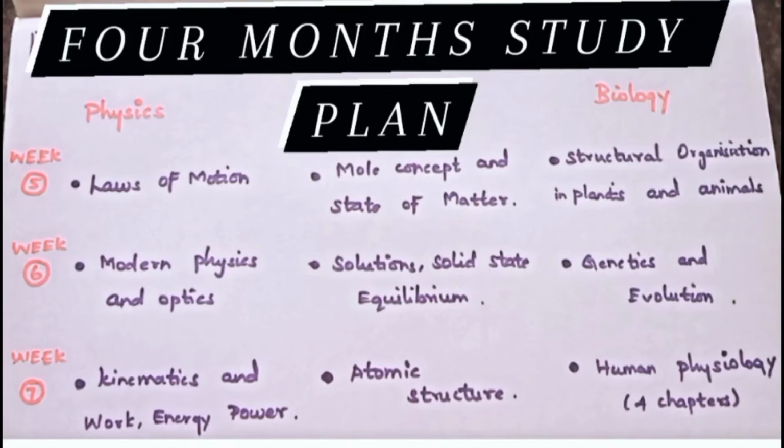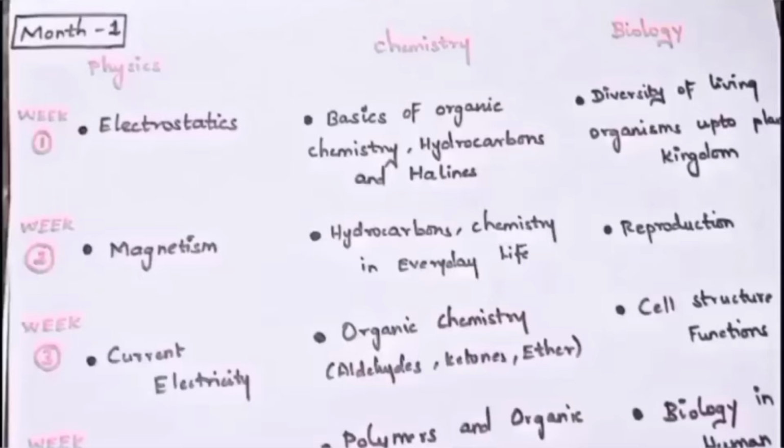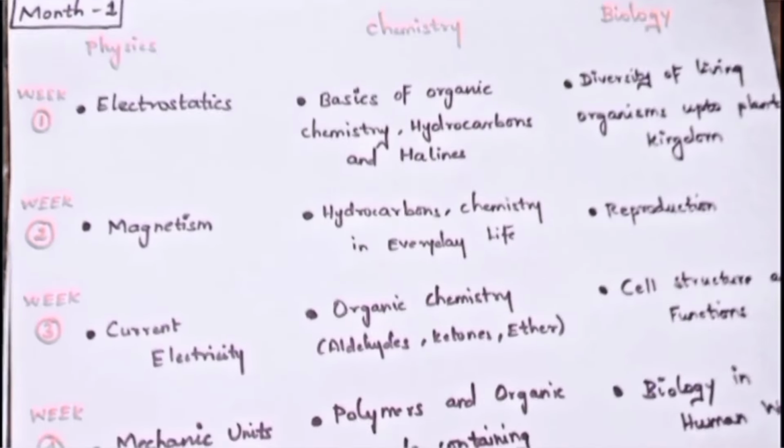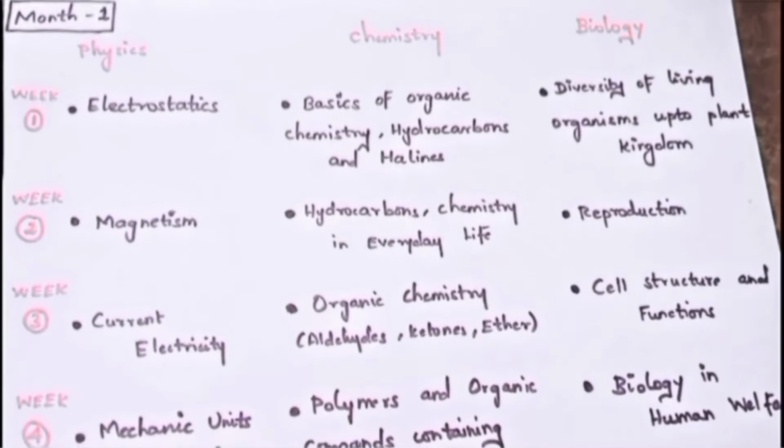4 months of study plan. In month 1, we have to study 12 units. Okay, what are the chapters covering in that 12 units you have to study? All 3 subjects: physics, chemistry, biology, every 4 weeks of the month.